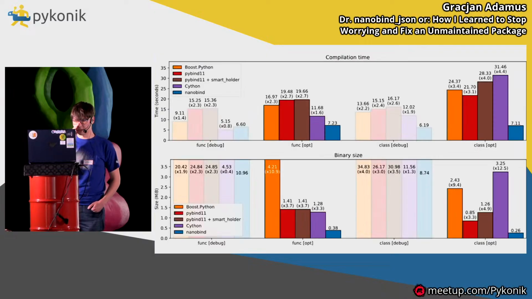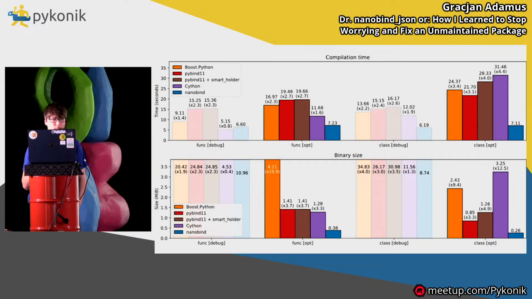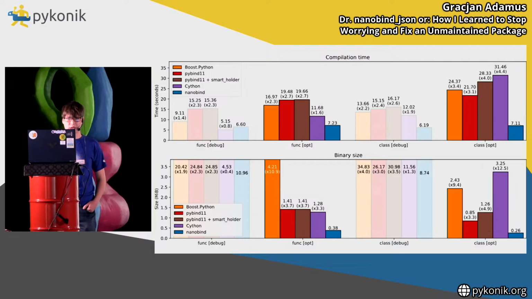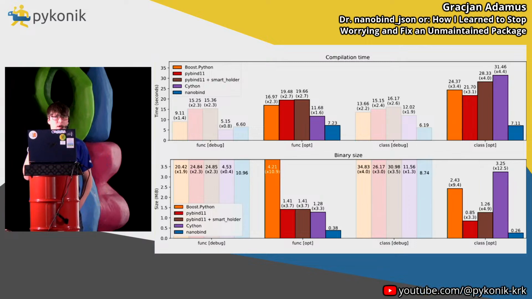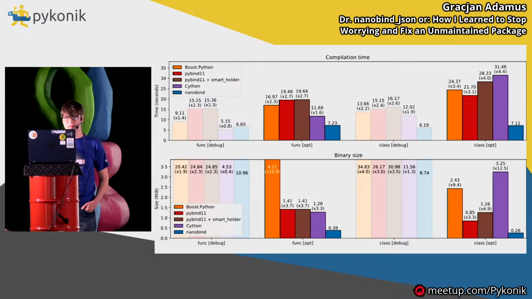And some comparisons between them. You can see it's also compared to Cython and Boost.Python and PyBind. You can see that when it comes to compilation time and binary size, nanobind wins. And a quick explanation, the func means that it's a function-heavy module, and class means it's a class-heavy module.